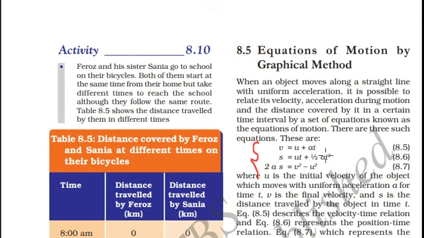V is equal to U plus AT, S is equal to UT plus half AT square, and 2AS is equal to V square minus U square. Now let us derive one by one using the graphical method, starting with V is equal to U plus AT.